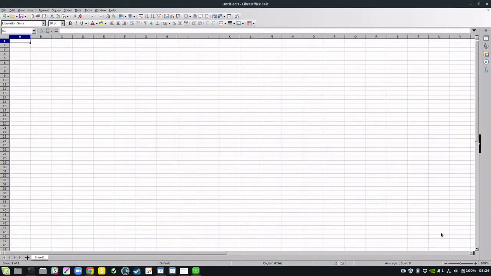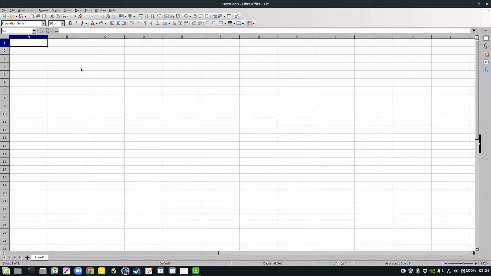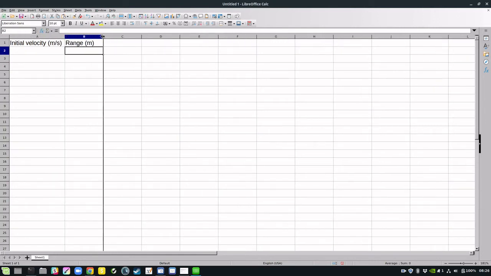So let's prepare our spreadsheet. We're going to zoom in a little bit. We'll say initial velocity for our independent variable, and then range for our dependent variable. We should always put the units, so let's add the initial velocity will be in meters per second, whereas the range will be in meters. So let's make sure that's nice and clear.